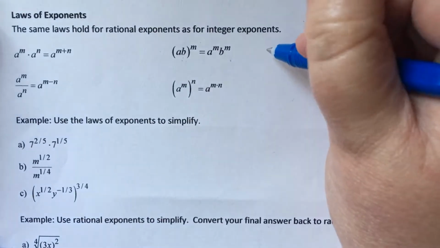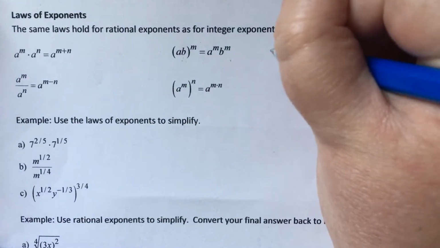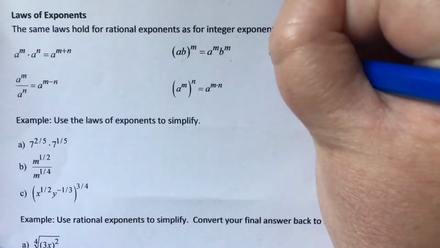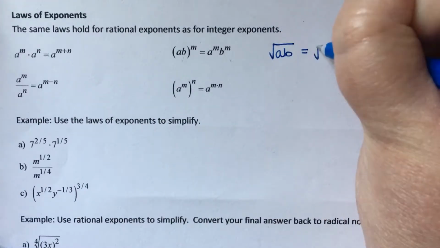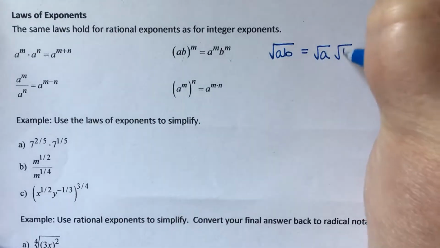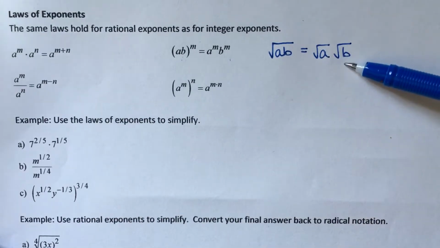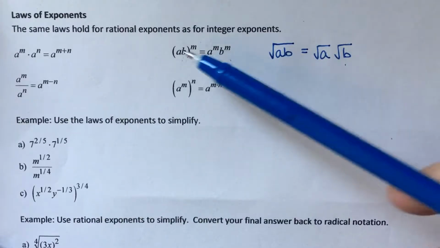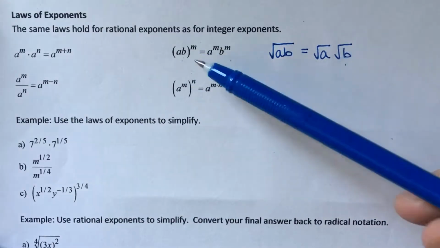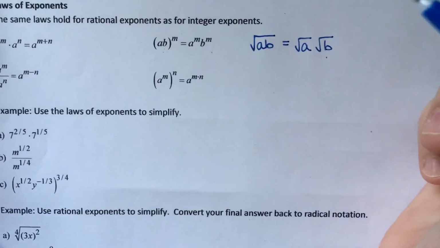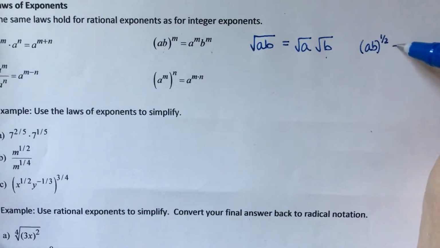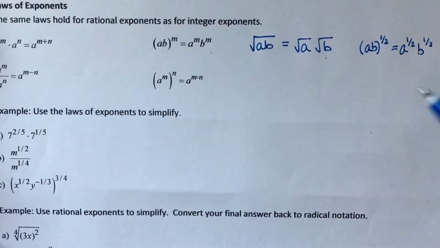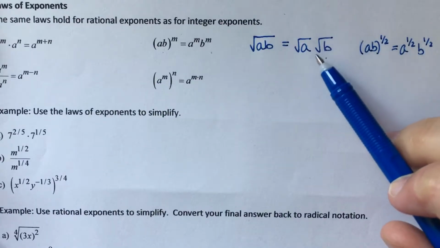What that looks like as roots, let's just say it's the square root of a times b. This is the same rule that says this would be the square root of a times the square root of b. We talked about this as a property of radicals, but now that we know that these radicals are exponents, this is the same thing as saying a times b to the 1/2 power is a to the 1/2 b to the 1/2. Right? Because the 1/2 exponent is the same as the square root.